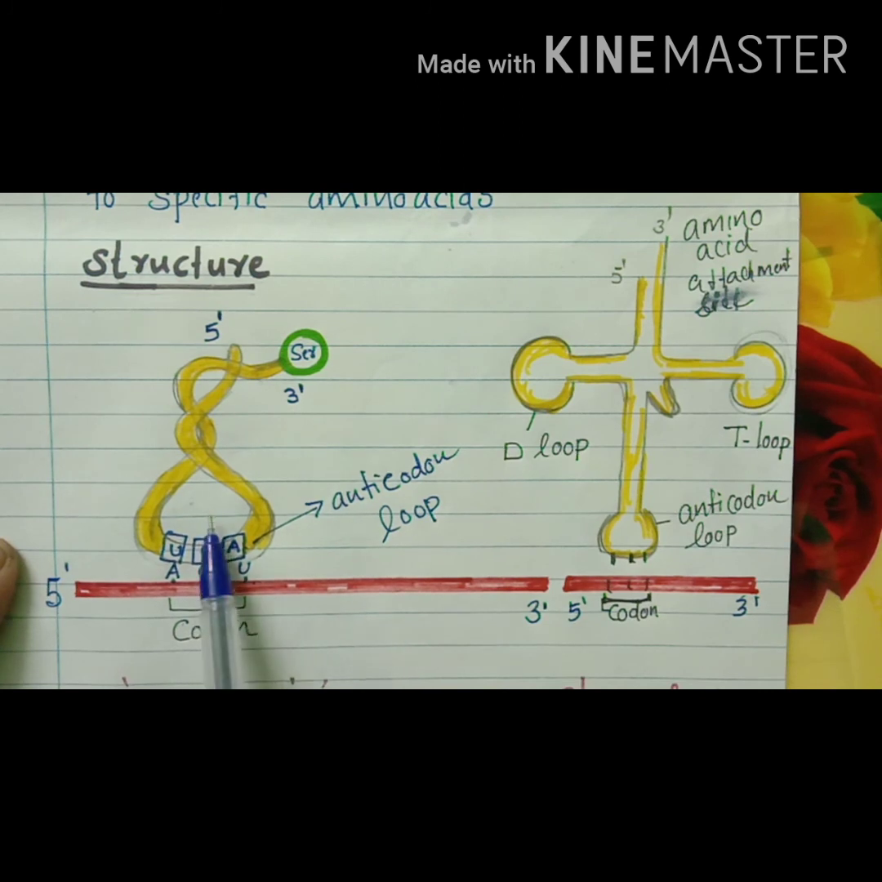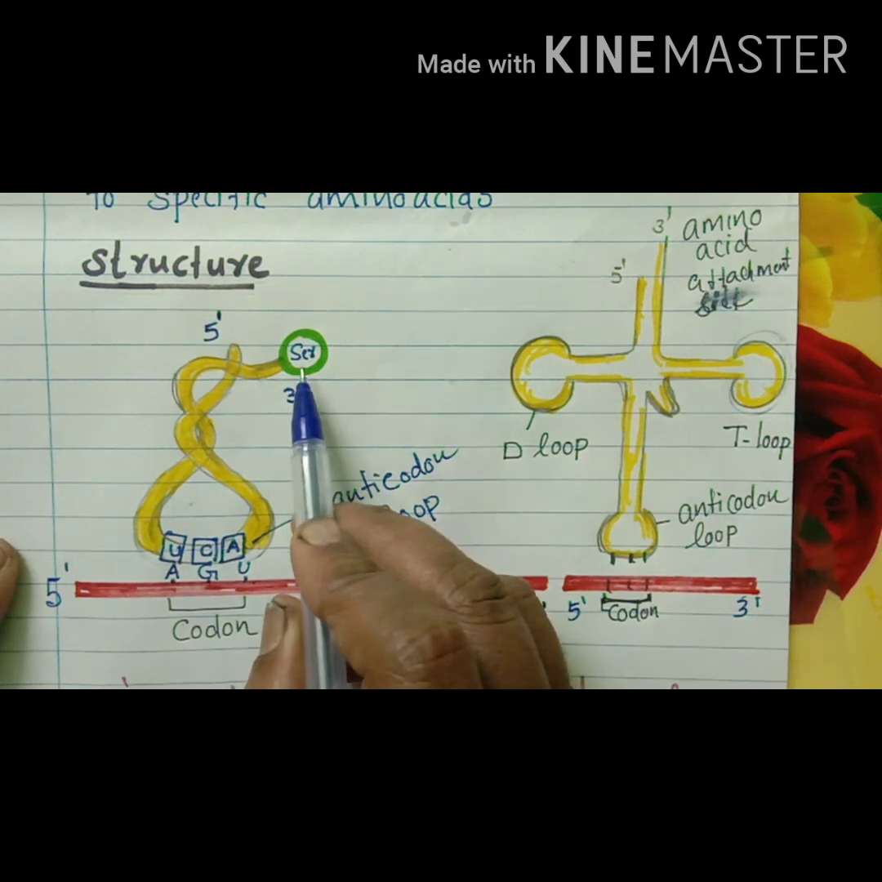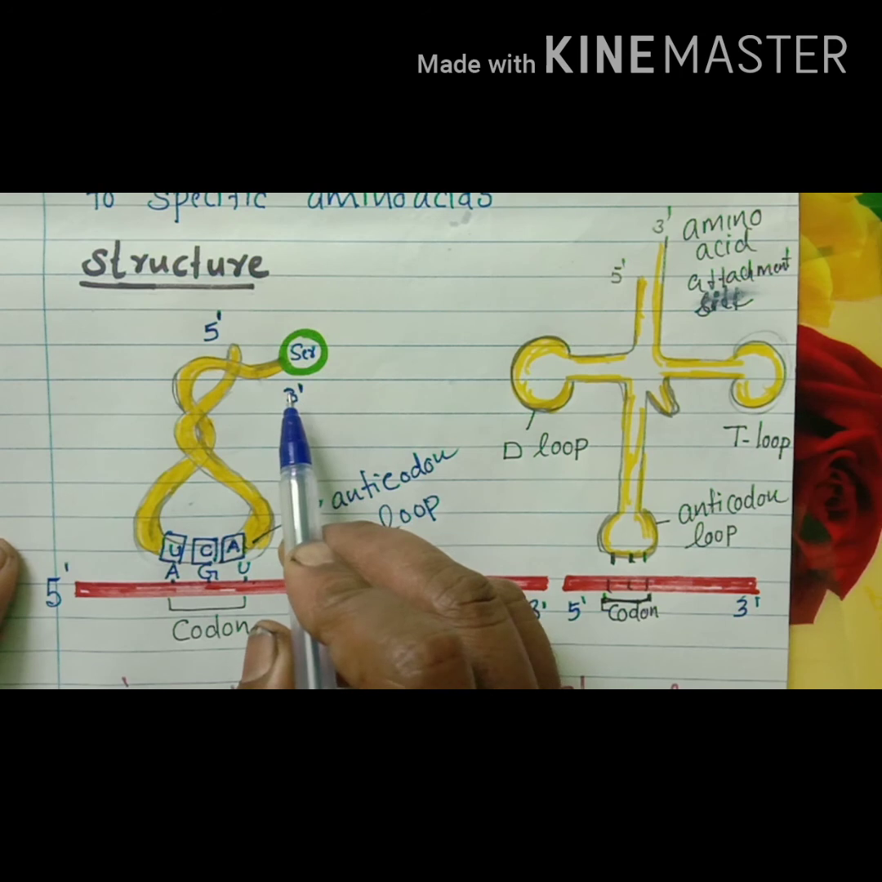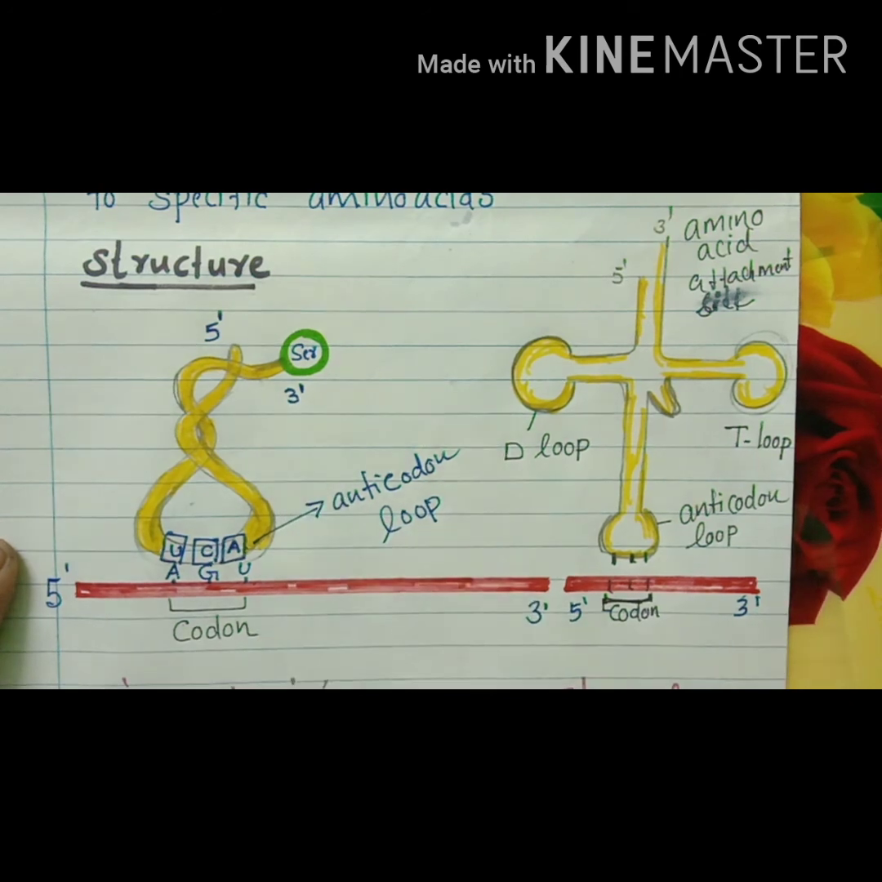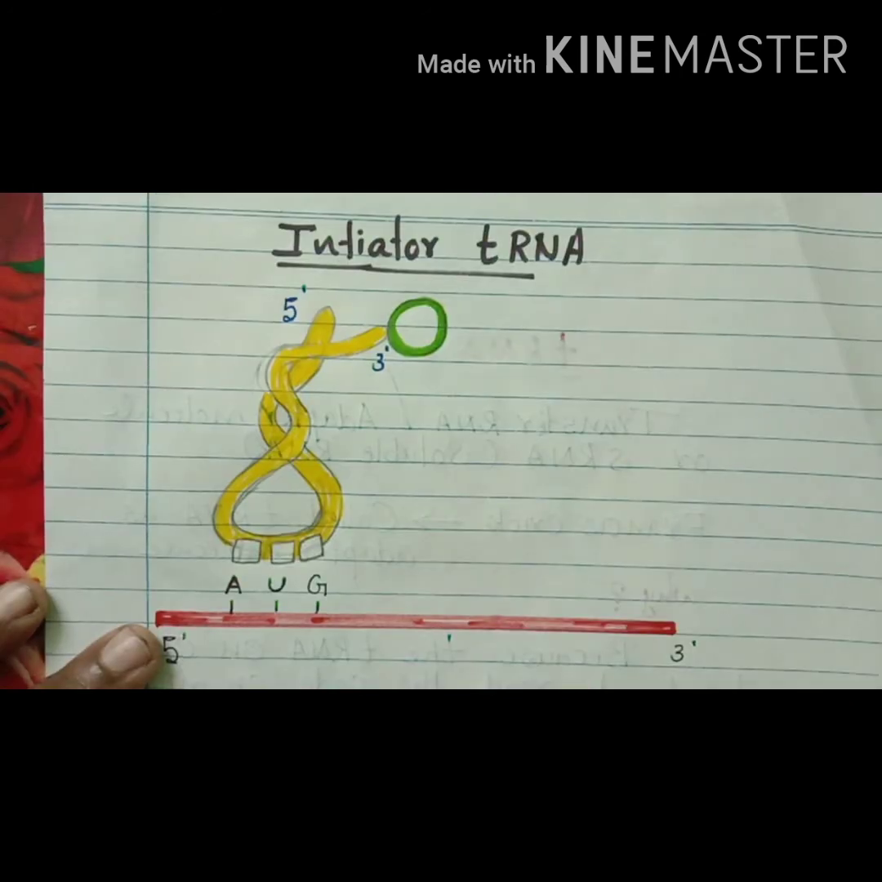So tRNA is also specific, isn't it? Because based on the codons, tRNA also will change. Suppose here it is AGU, here the anticodon should be UCA and the amino acid here is serine. So based on the codon, the tRNA will also change.